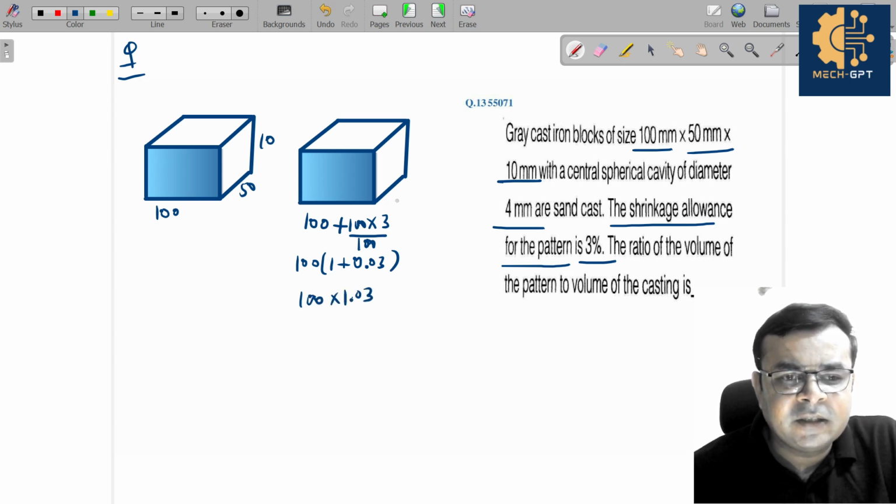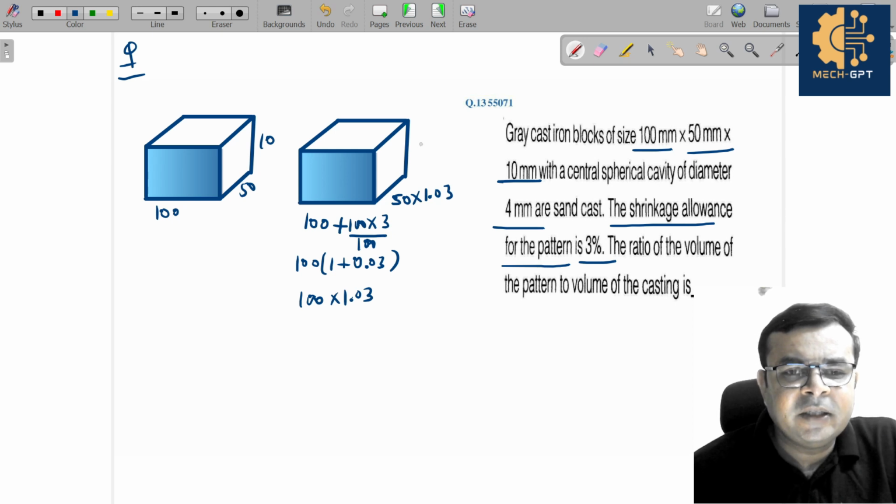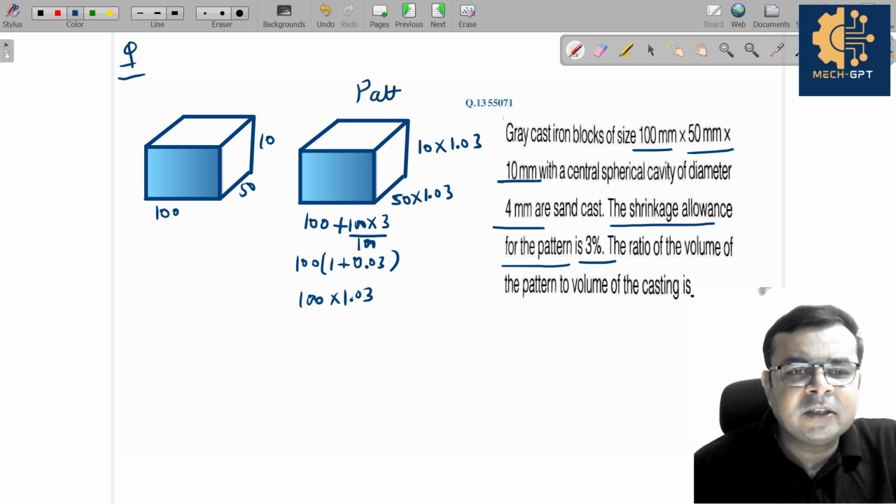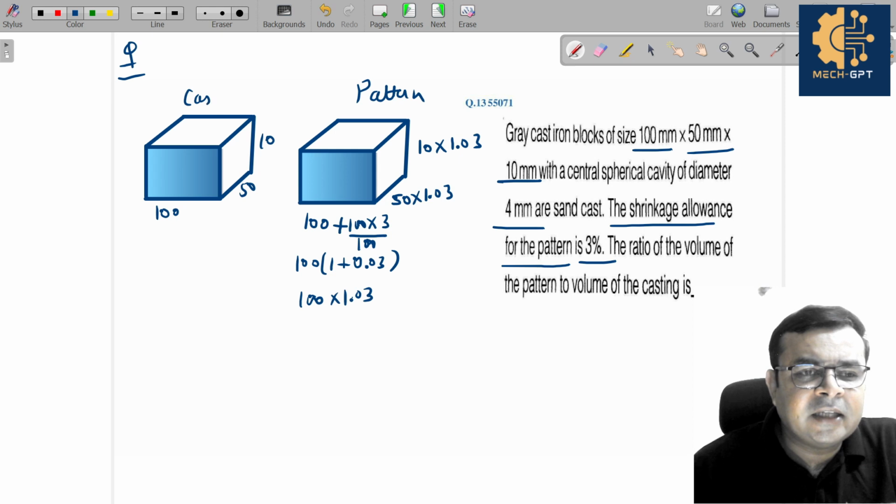This is the length. Similarly, the width is 50 into 1.03, and the height is 10 into 1.03. Yes or no? So this is the pattern, and this is the casting. Is it clear?